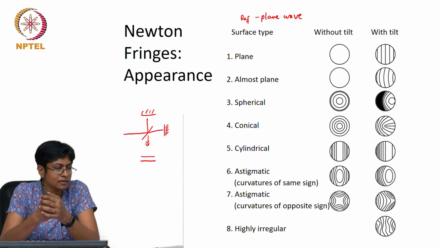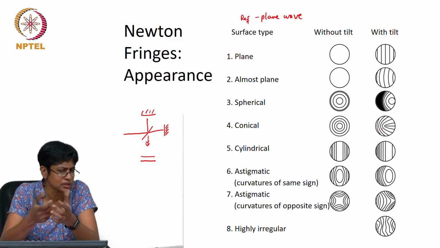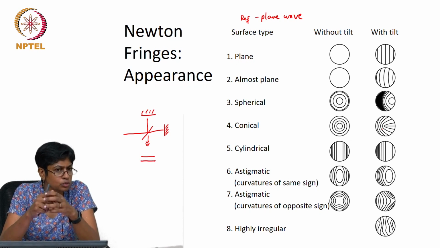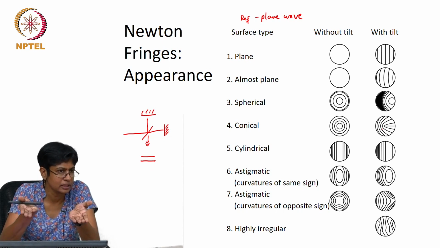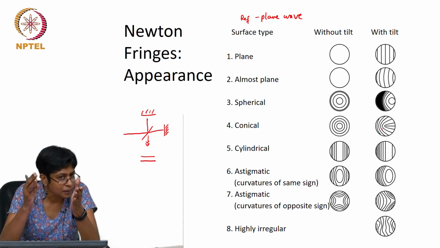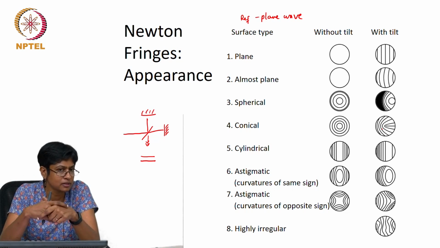Have you done an interference experiment? Even BTech lab will have Newton's rings, right? Do you put it in and you see the fringes immediately? You have to look carefully, do something. Newton's ring should be fairly straightforward. Have you done a Michelson interferometer experiment? Did you get fringes immediately?